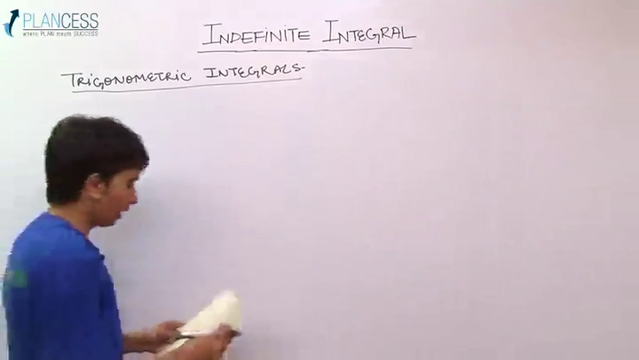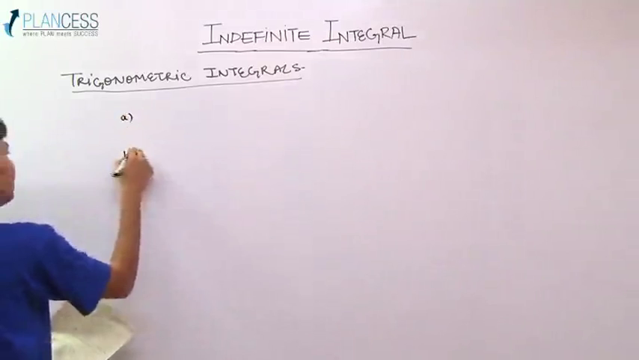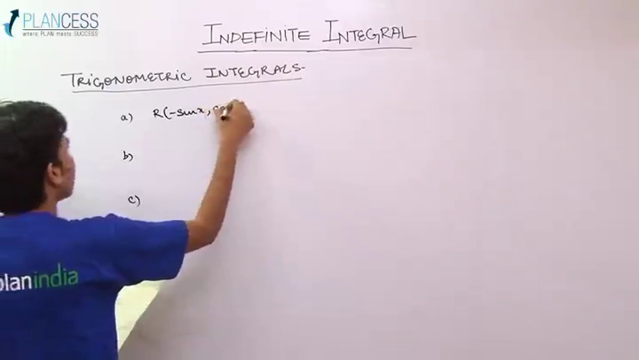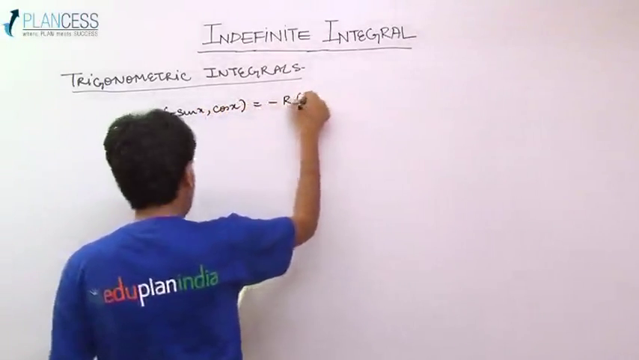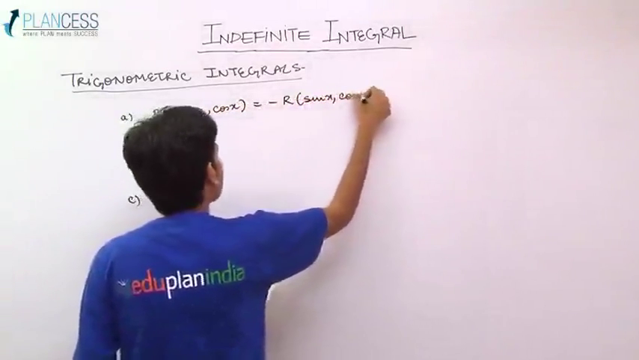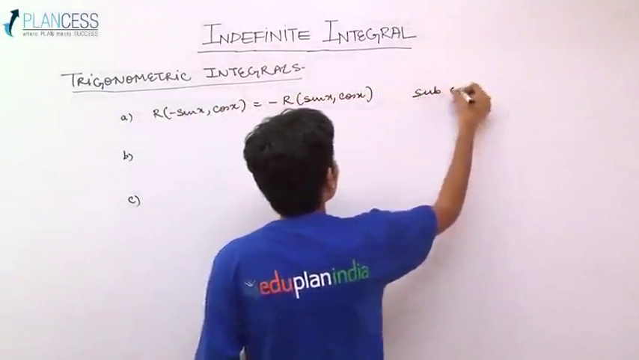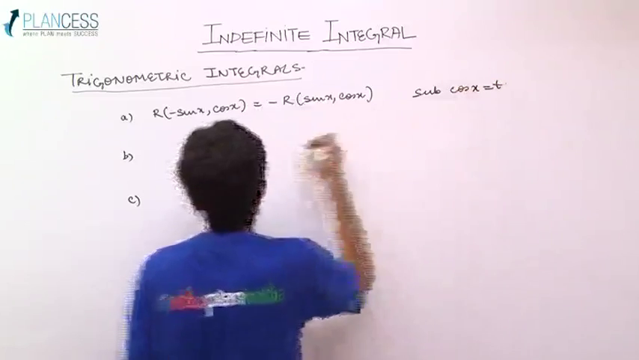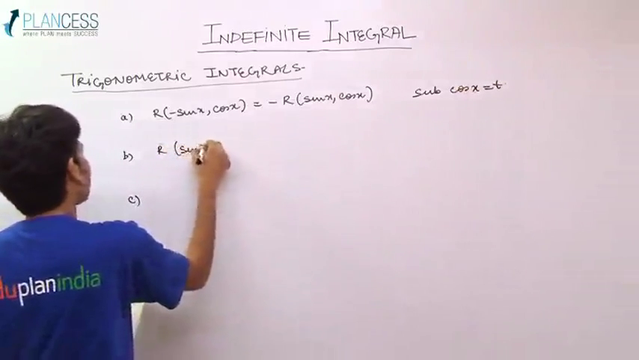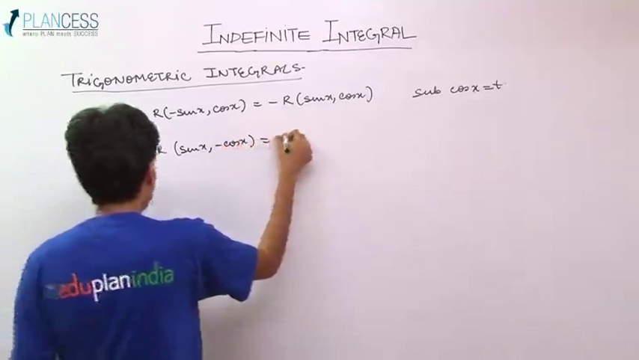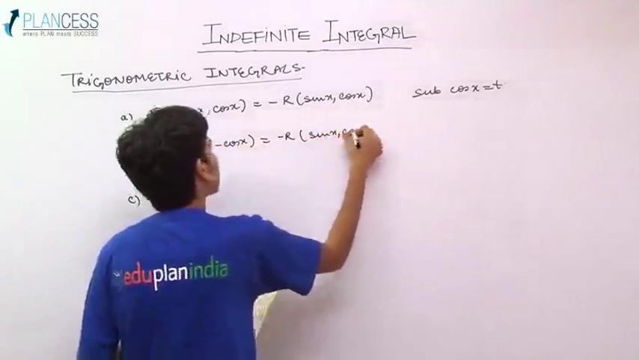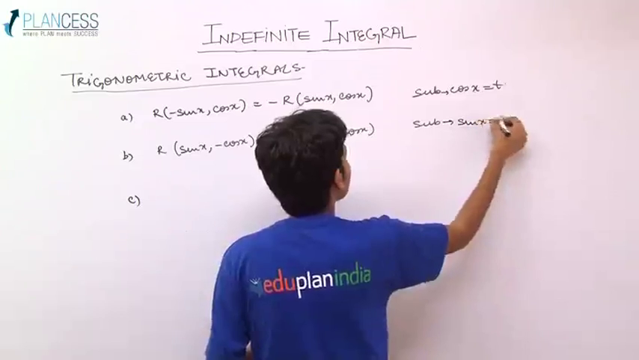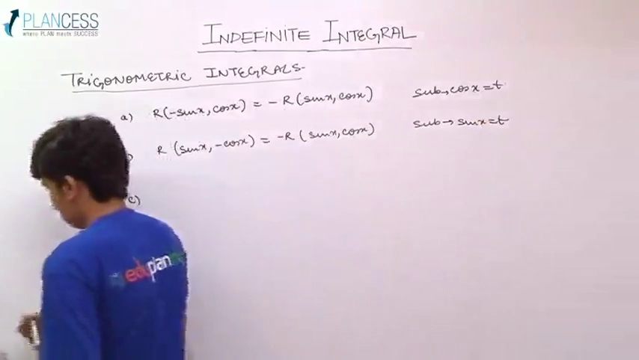This is first, and I'm going to write you some of the other substitutions. There are 3 based on certain conditions. If r of minus sin x comma cos x turns out to be minus r of sin x comma cos x, then the substitution is cos x equal to t. If r of sin x comma minus cos x turns out to be minus r of sin x comma cos x, then the substitution is sin x as t. Let's change the pen, it's wearing out.